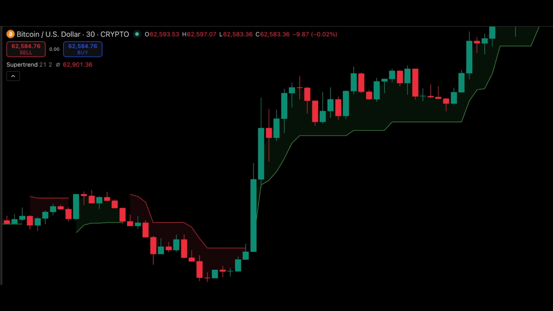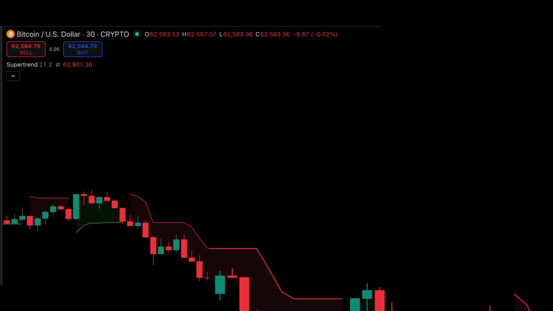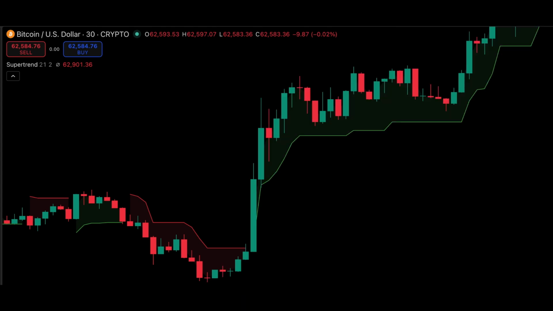Now let's understand how to actually use this strategy. Let's start with a buy trade. First, take a look at the Supertrend line. When it switches from red to green, it usually signals that the trend might be turning upward. But here's the important part. We do not enter immediately. Instead, we wait for that green candle to fully close. Why? Because sometimes, before closing, the candle can flip back and the signal turns out to be false. So the rule is simple. Always wait for the candle to close.